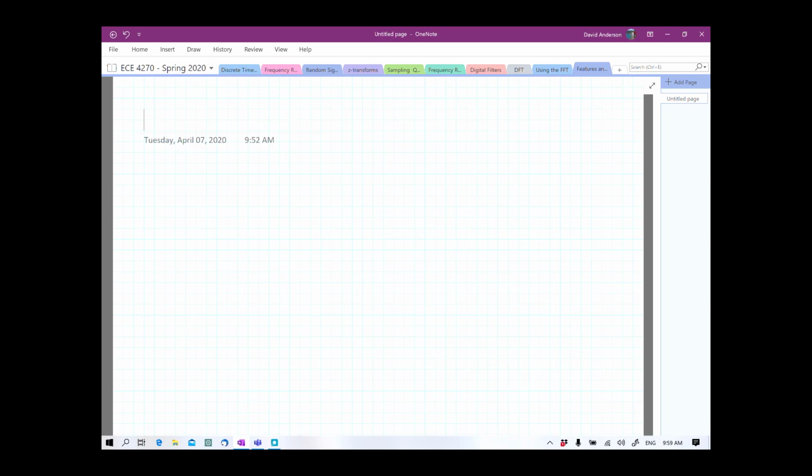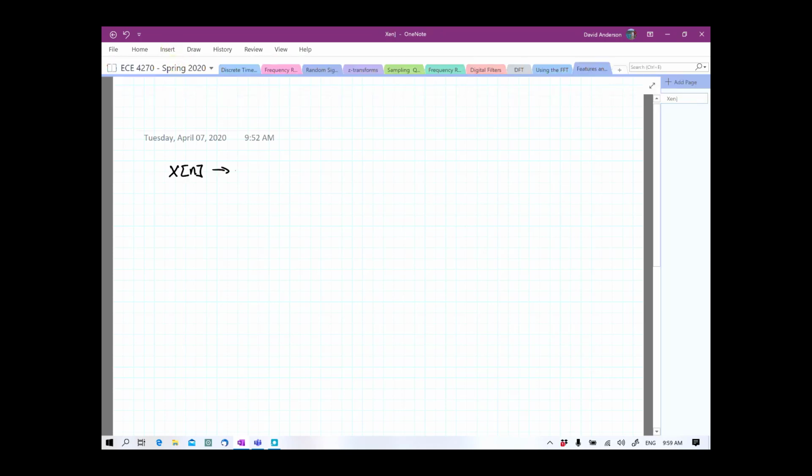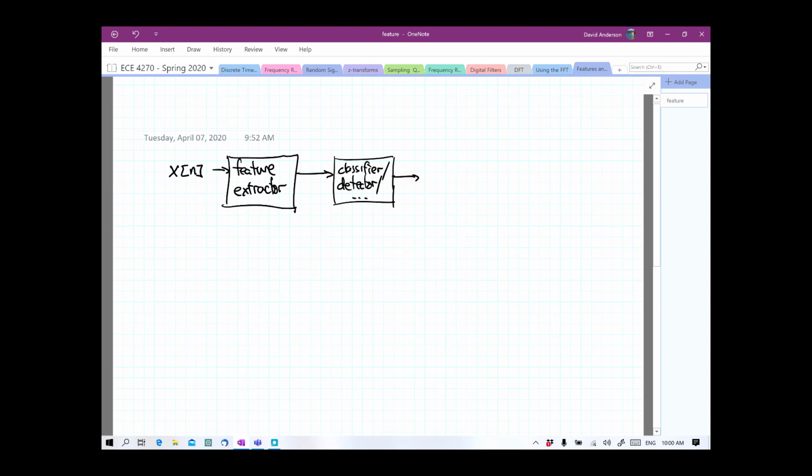The basic idea is that we would like to take some signal, say x of n. Now often this signal would be an image, but in this particular case we're going to keep it simple and keep it one-dimensional. Put it into a feature extractor and then throw that into, say, a classifier or detector or something else that operates on the features of the signal. So first off, what do I mean by feature extractor?